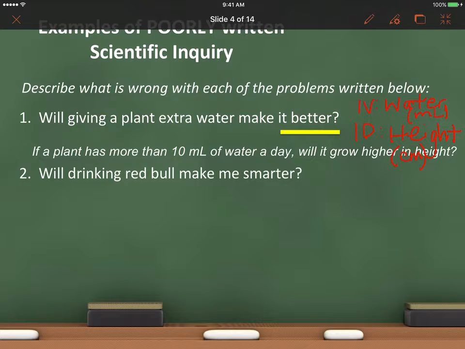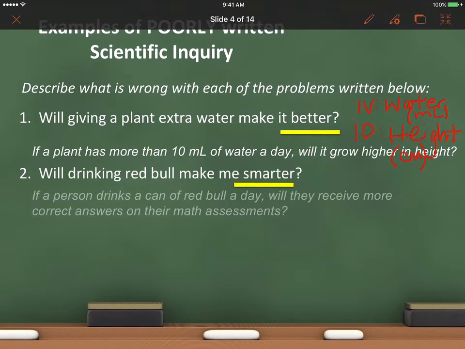Number 2, will drinking Red Bull make me smarter? What does smarter mean? Does it mean that your brain grows larger? Does it mean that you can write a conclusion for your science class? So we need to make sure that we use a unit and a variable that is correct. This could be a good example: if a person drinks a can of Red Bull a day, so we get a specific independent variable that we're changing, we're drinking one. It could be 2 cans of Red Bull a day.